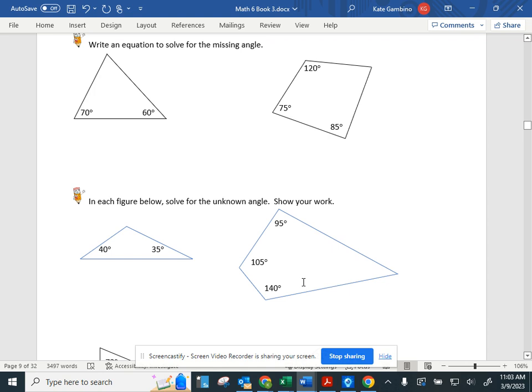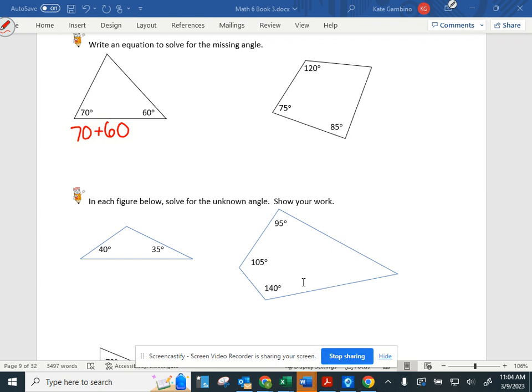All right. So we need to write an equation to solve for the missing angle. So if it's a triangle, we know it needs to equal how many degrees? 180. So if we know 2 of those degree measurements, what equation could I write out to find my missing angle? James? You could do 70 plus 60, which would equal 130. So you are correct, but I'm looking for one equation to start with.